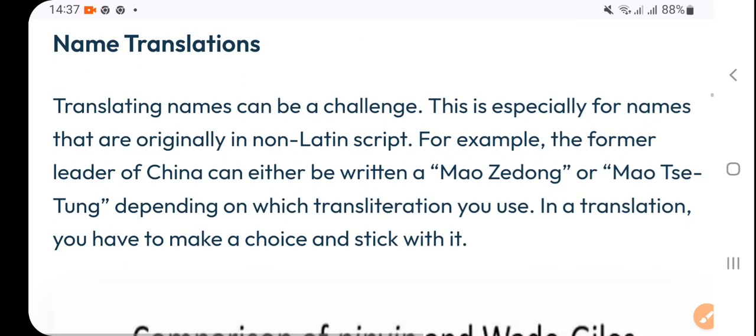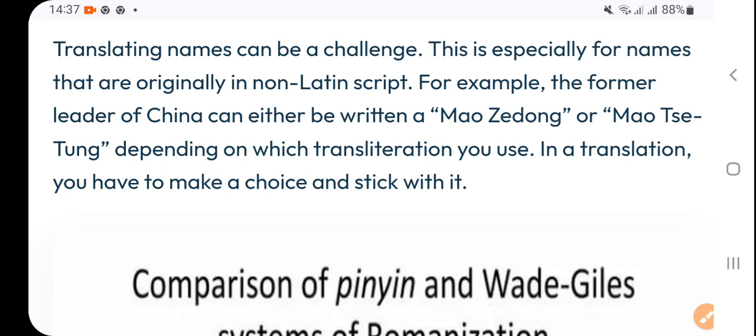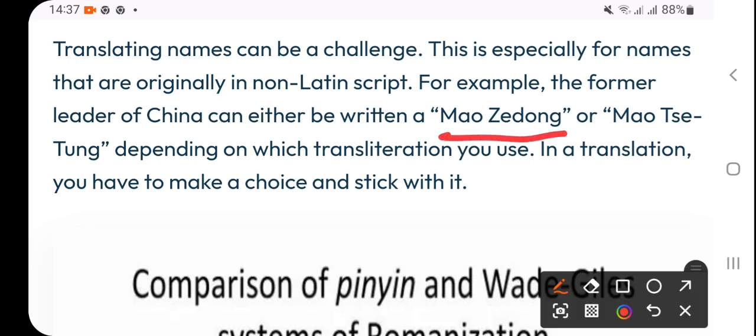Anyway, next, name translation. Names can be a challenge, especially names that are originally in a non-Latin script. For example, the former leader of China can be written either as Mao Zedong or Mao Tse-tung, depending on which translation you use.